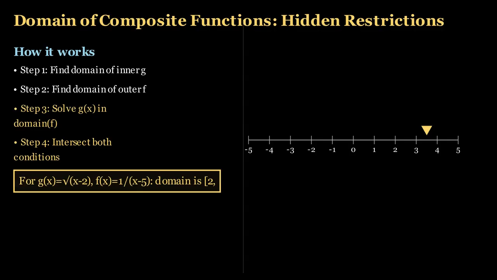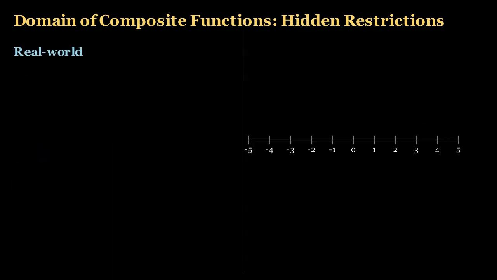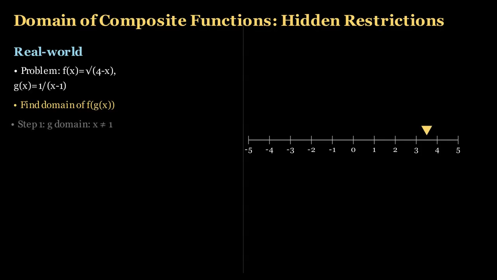Step 2. The outer function f is a square root. Its input, which is g of x, must make 4 minus that input greater than or equal to 0. So we need 4 minus g of x greater than or equal to 0. Step 3. Substitute g of x. We get 4 minus 1 over x minus 1 greater than or equal to 0. Rearrange: 4 is greater than or equal to 1 over x minus 1. Now we must be careful. We cannot just multiply by x minus 1 without knowing its sign.